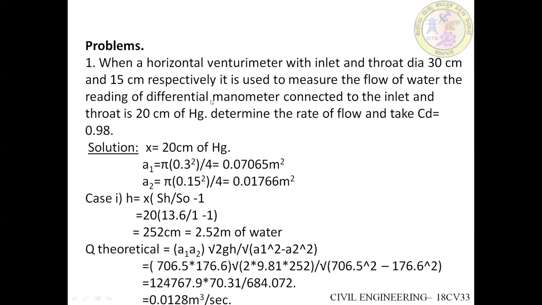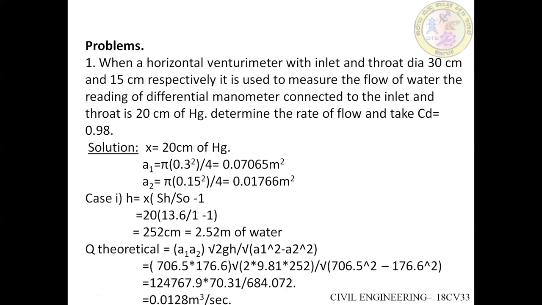So first you have to see which case formula to use to calculate H. Since it is a horizontal venturimeter, you look at the first two cases. In that, the manometer contains mercury as the liquid, and the liquid flowing through the pipe here is water. So the specific gravity of the liquid in the manometer is heavier than the specific gravity of the fluid flowing through the pipe. So you have to consider the case 1 formula to calculate H. That is, H is equal to X into SH by SO minus 1.